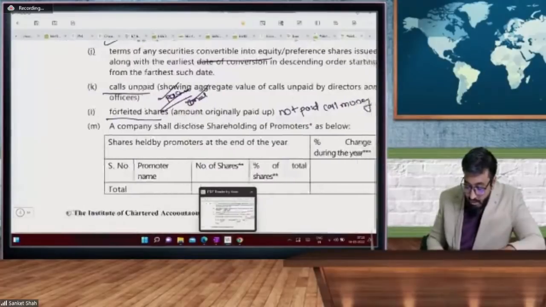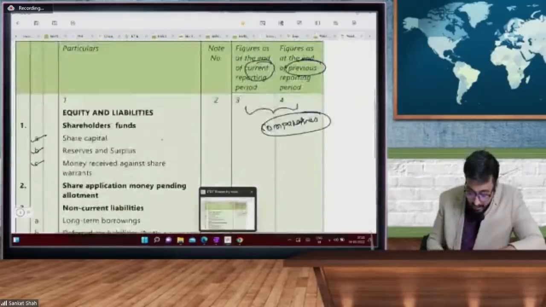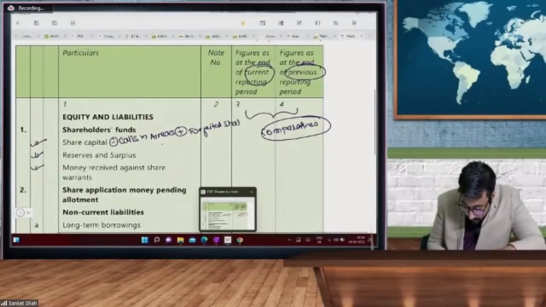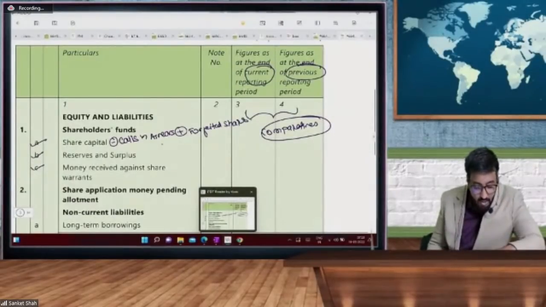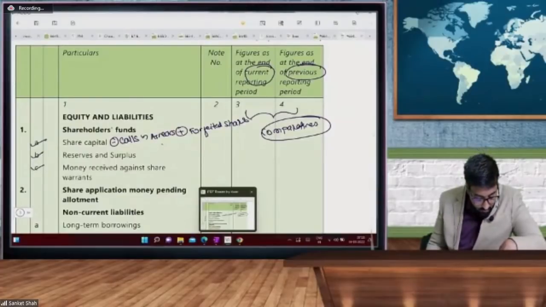So in the annexure part, what is the important point that you should know? First item is calls in arrears, and second item is add forfeited shares. So these are some important points: share capital, calls in arrears, forfeited shares. So till now, do you have any query, beta? Yes, share capital. If you have any query. Annexure means additional, beta. Additional.